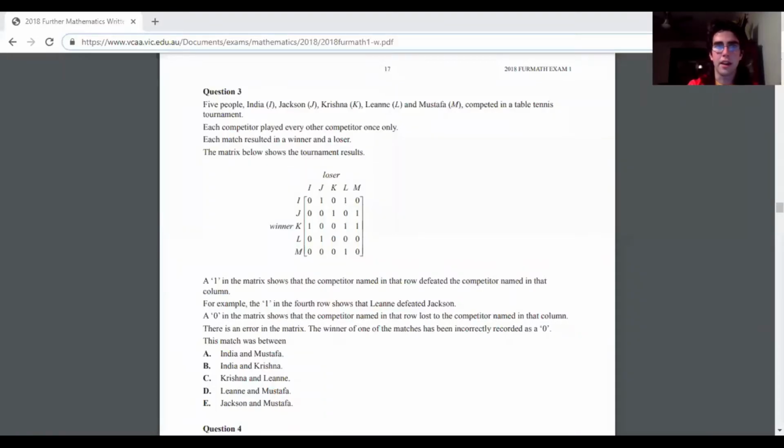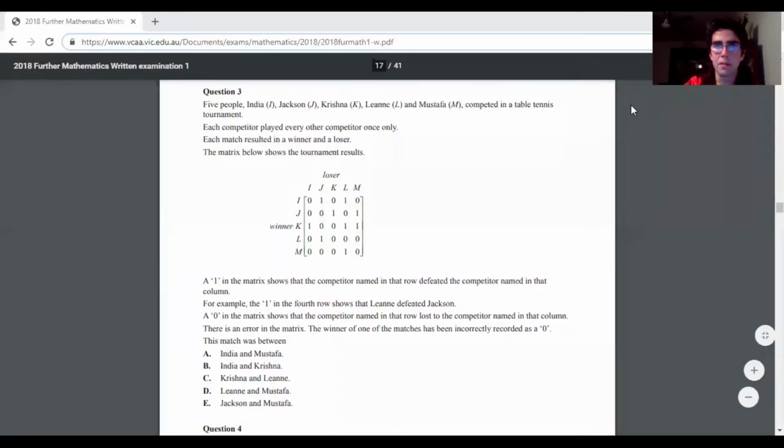This solutions video is for a further maths question, and we're going to be looking at the module of matrices today. This isn't as straightforward as it might look at the start, so we're going to make sure that we attack our key words for this question.